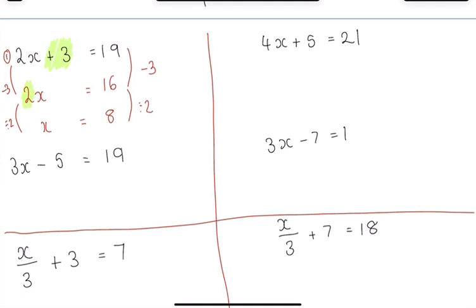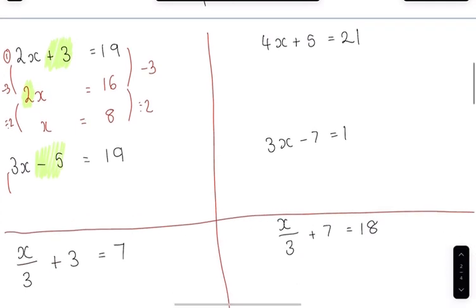So let's have a go at this second one doing the same thing. So we've got 3x take away 5, which gives us 19. Now the last thing we did was take away 5. So the first thing we're going to do is get rid of that 5. So just making sure we're working backwards. So the opposite of taking away 5 is to add 5. So making sure we're doing that to both sides.